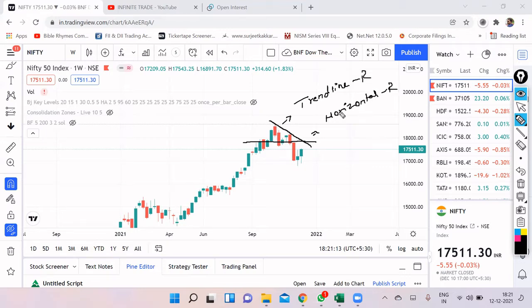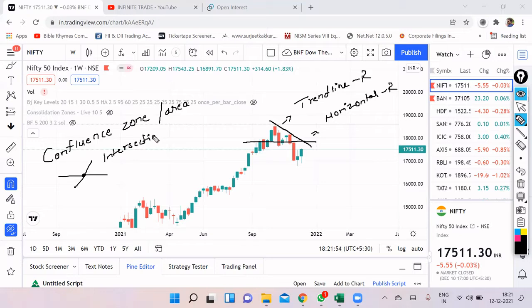For the people who are new, or if you do not know what confluence is, there is a term named confluence zone or area. So what is a confluence zone or area? A confluence zone is basically an area where two or more trading signals intersect. I hope you understand what intersect means. If you draw two lines and they join at a particular place, this is known as the intersection point.